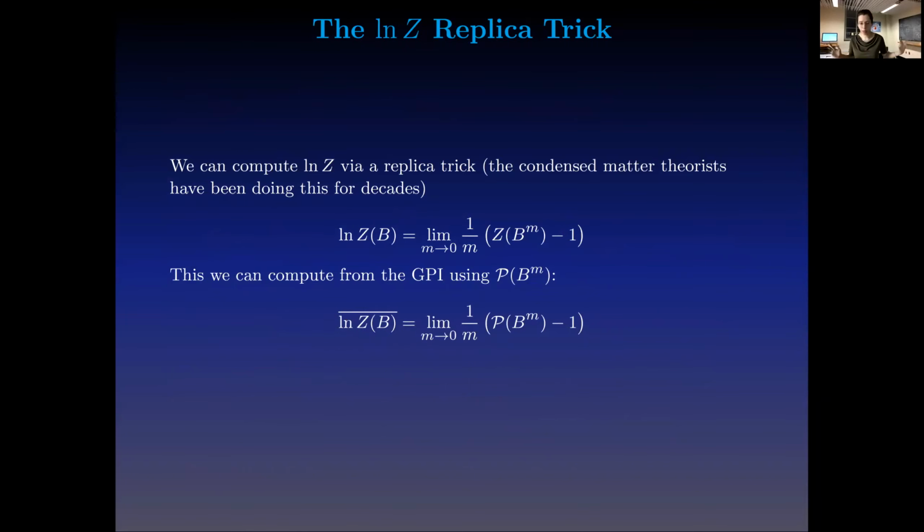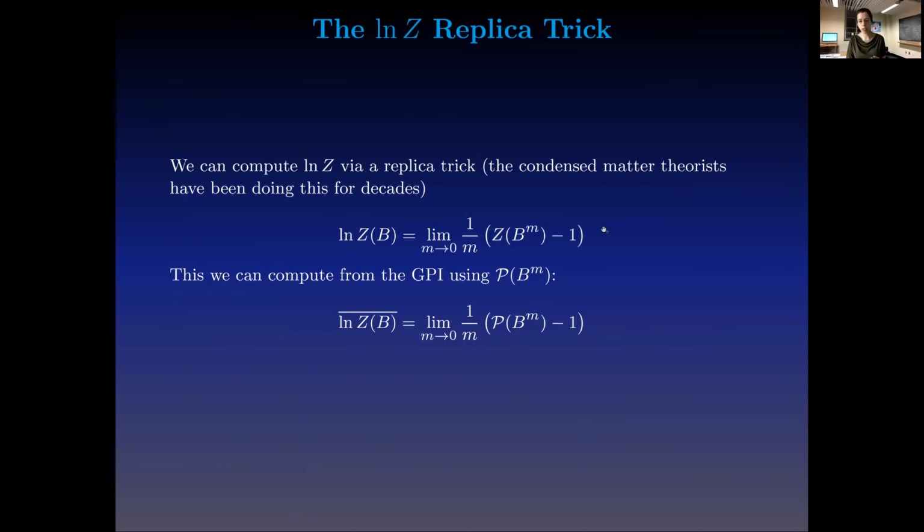So we can compute log Z via a replica trick. And this is a different replica trick from the one that we do for the von Neumann entropy. So this is a replica trick where we take the replica parameter m to 0 rather than to 1. And this is what it looks like. So it's 1 over m, Z of B to the m minus 1. For extra clarity, I will always use n for the parameter of the Renyi, so if we're doing a von Neumann replica trick, and m will always be used for the log Z replica trick. So m indexes the log Z replicas and n indexes the Renyi replicas.